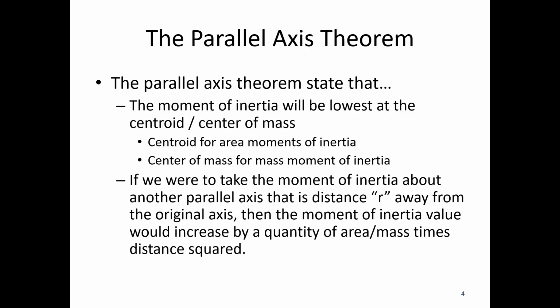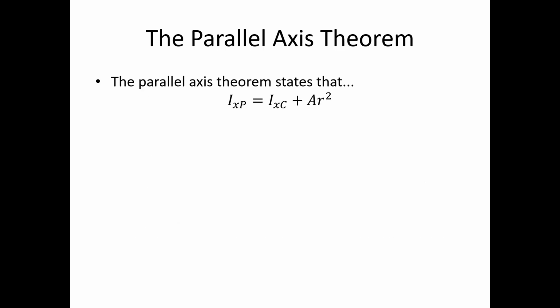So if we were to take the moment of inertia about another parallel axis that is distance r away from the original axis, the moment of inertia value would increase by a quantity of area or mass times that distance squared, so that r value squared. And so in equation form, what this looks like is I_xP equals I_xC plus A r squared, or I_xxP is equal to I_xxC plus m r squared.